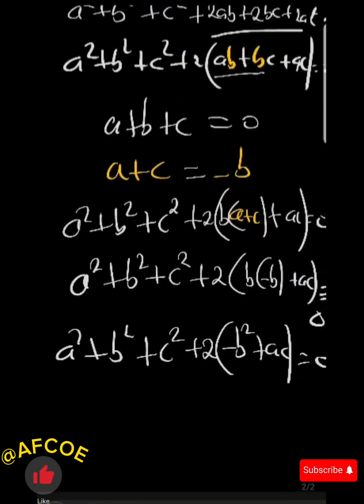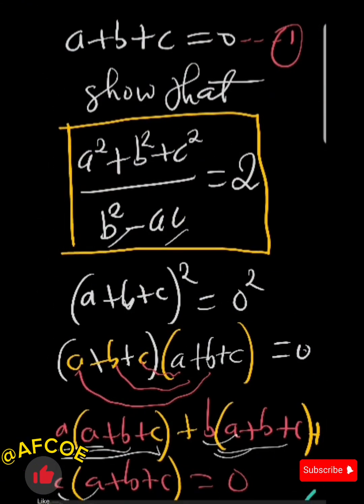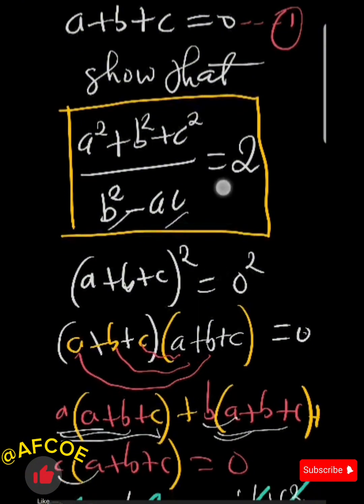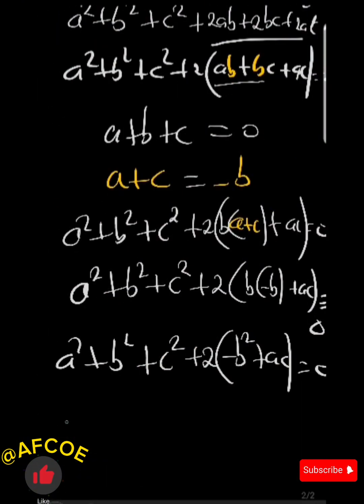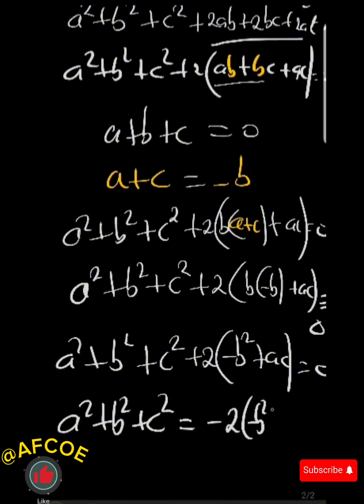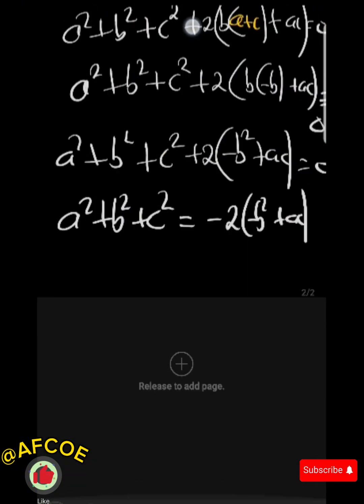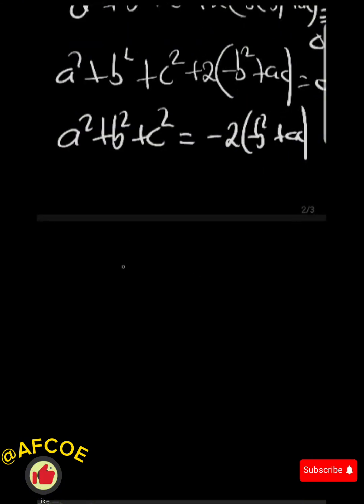And now we can go ahead, and since on the right hand side we are having a plus b and 2, I can take the other term that contains 2 to the right hand side. So we are having a squared plus b squared plus c squared equals negative 2 into negative b squared plus AC. Correct. So I can go ahead and open the bracket on the right hand side. We can multiply this by this and this by this.